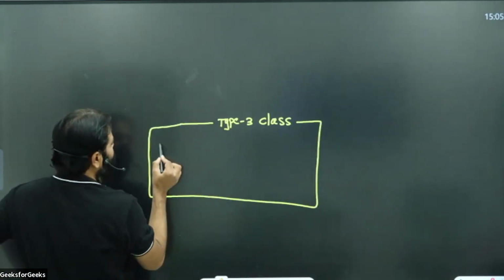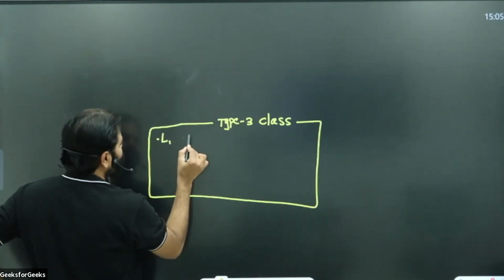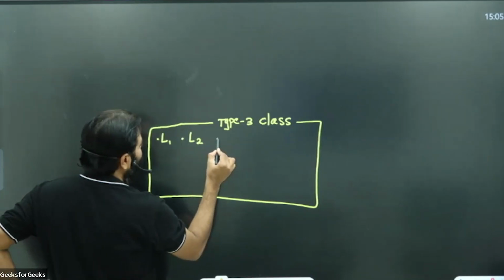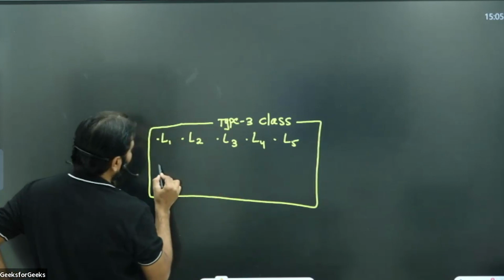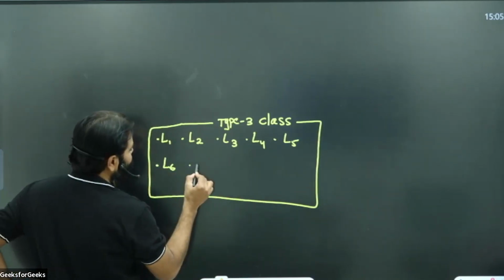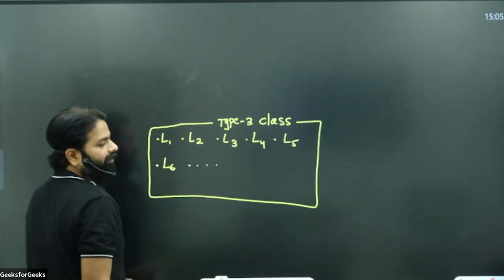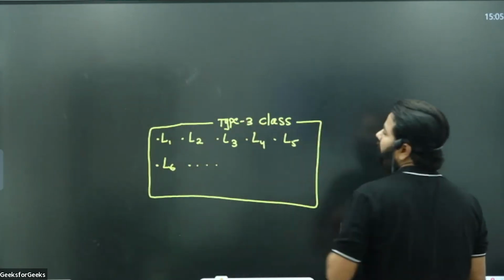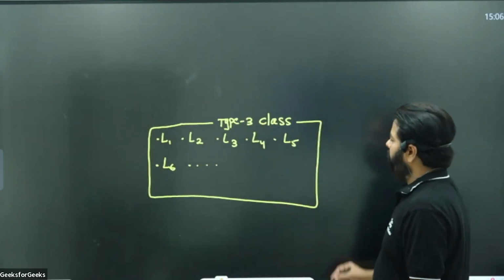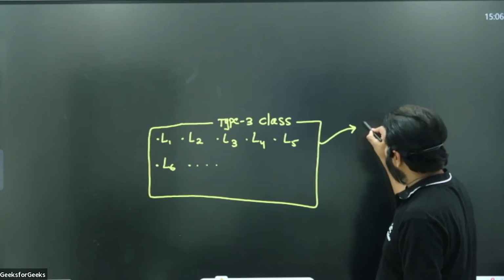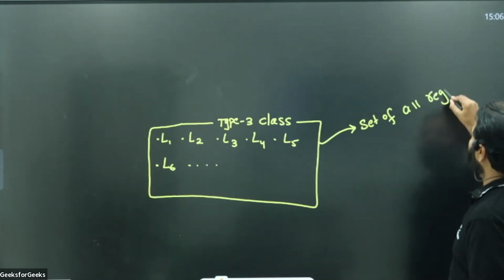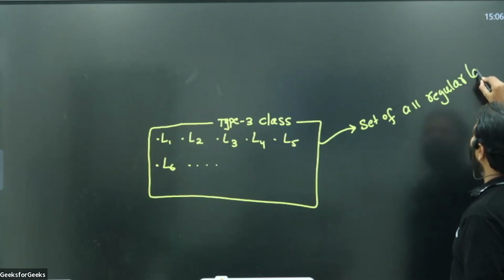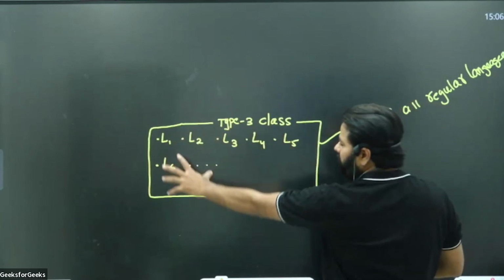This type 3 class has a lot of languages. How many languages are there in this type 3? Infinite languages are there. The type 3 class is called as set of all regular languages. So we call it the regular class, but don't call it a regular language. All regular languages are there in this.